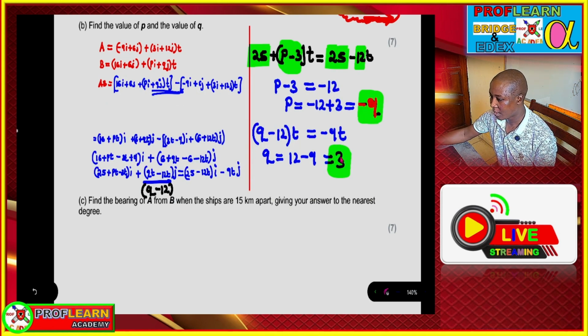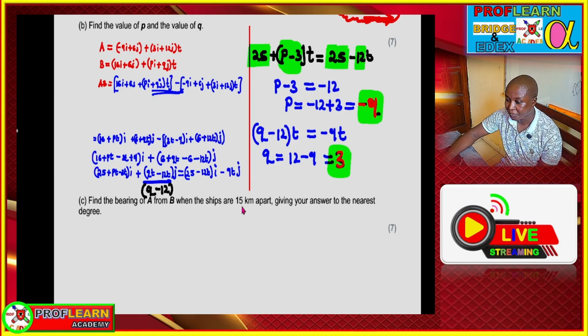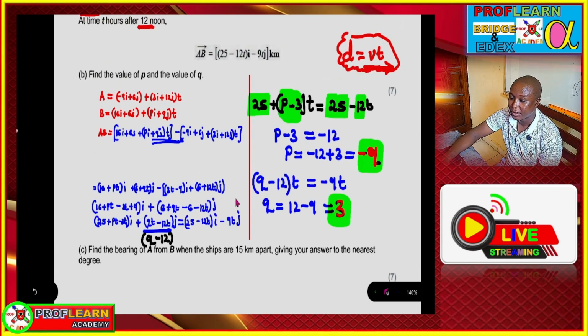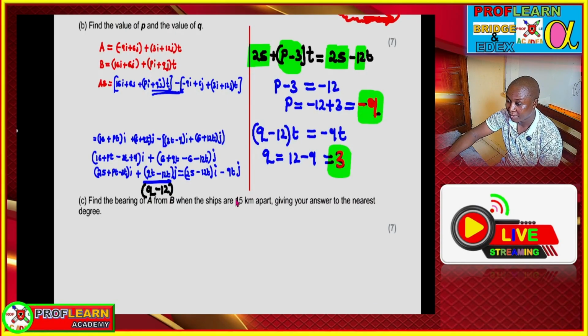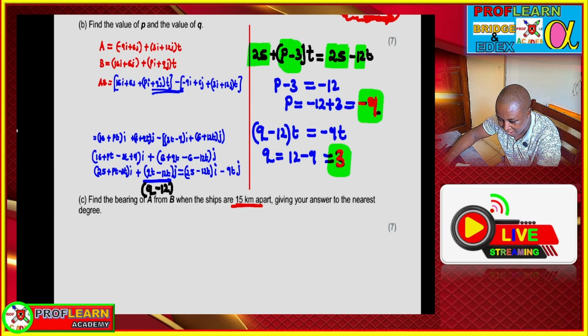-9, and this is -3. Now, find the bearing of A from B when the ships are 15 kilometers apart. If they are 15 kilometers apart, what's the bearing of A from B? We shall go back here. Let me just show you.